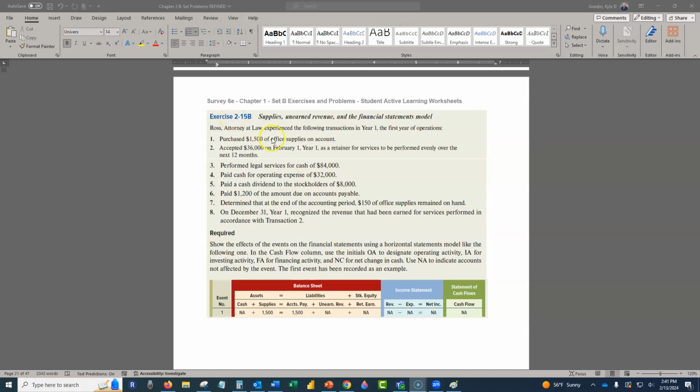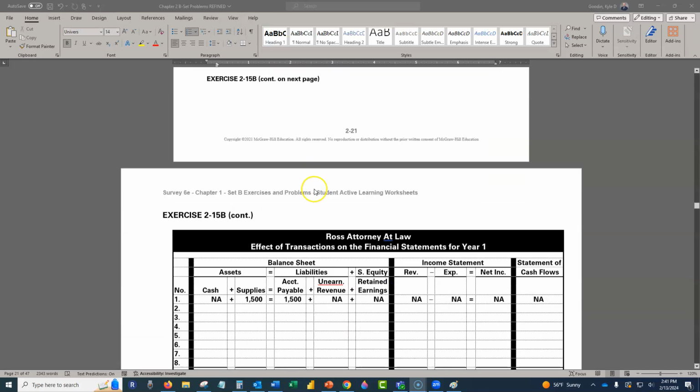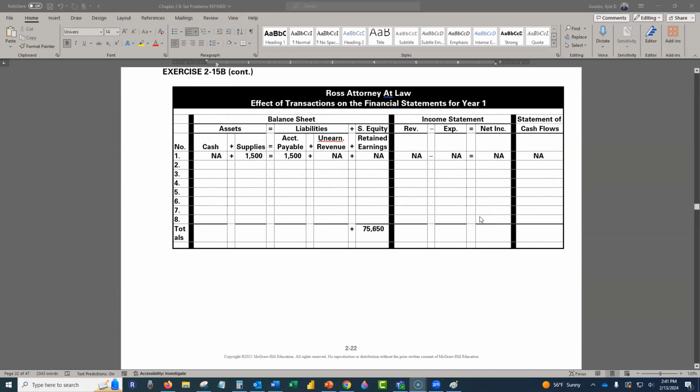So our first transaction tells us that they purchased office supplies on account. That's an easy one for us, right? We can see here that we've got supplies increased by $1,500, accounts payable increased by $1,500. Our accounting equation still balances. It's an increase on an asset and an increase to a liability for the same amount, so we are still good.